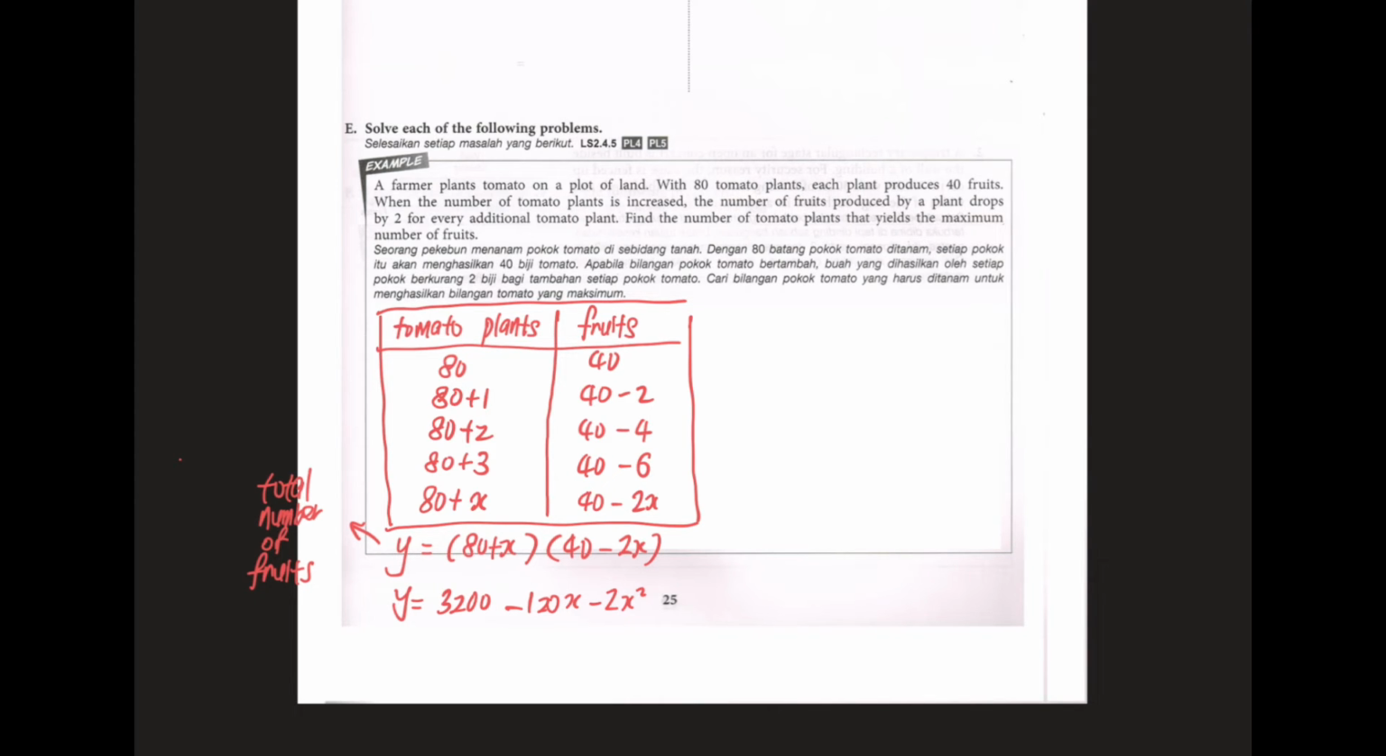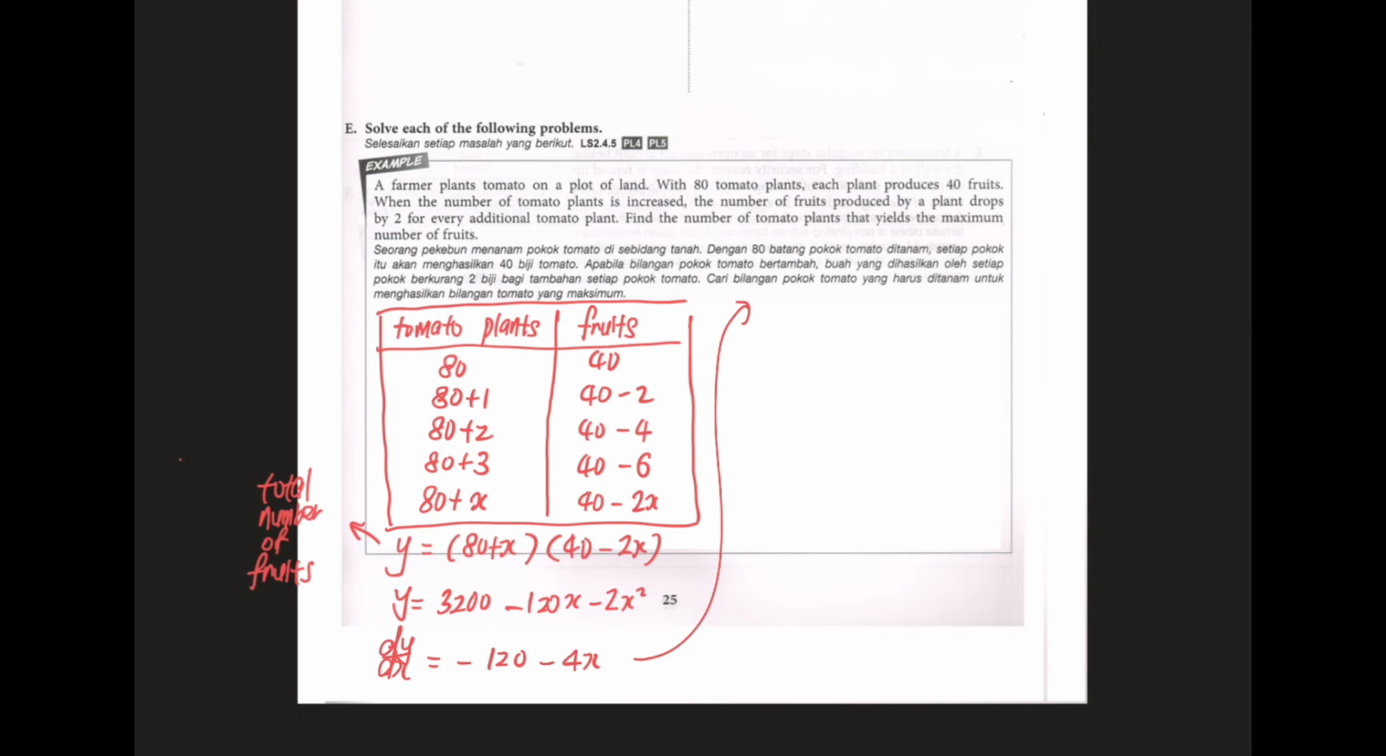And now what to do is, they said find the number of tomato plants. That means find 80 plus x basically, that yields the maximum number of fruit. Number of fruit must be maximum. So you want to find maximum, we already learned just now, we have to do dy/dx, then we let it equal to 0. So we do dy/dx: minus 120 minus 4x.